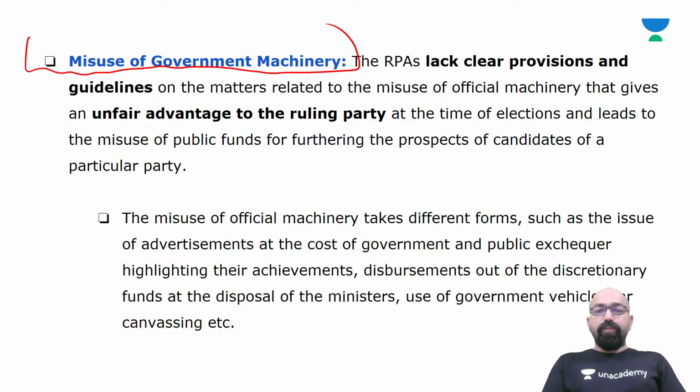Then the misuse of official machinery, which takes different forms, such as the issue of advertisements at the cost of government and public exchequer highlighting their achievements, disbursements out of discretionary funds at the disposal of the ministers, use of government vehicles for canvassing, etc. So this is the misuse of government machinery.